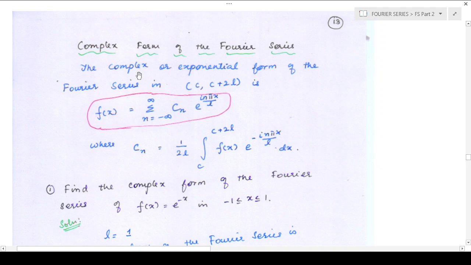Then we are going to get into the complex form of the Fourier series. The complex or exponential form of the Fourier series in the interval c comma c plus 2l is f of x equal to summation n equal to minus infinity to plus infinity cn e power i n pi x by l, where cn is 1 by 2l integral c to c plus 2l f of x e power minus i n pi x divided by l dx. Children, as we saw in Fourier series, whatever the interval may be, accordingly this will change. If l is pi, you have to put pi everywhere. Likewise, it will go on.